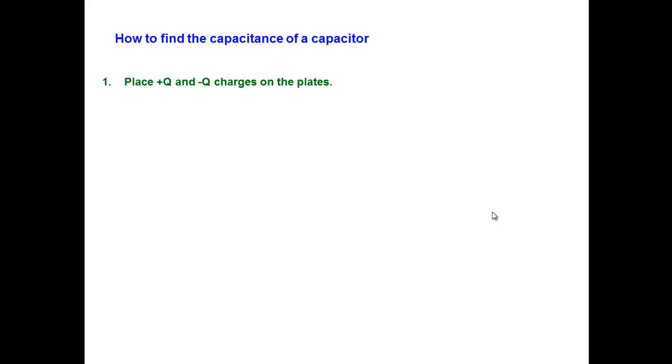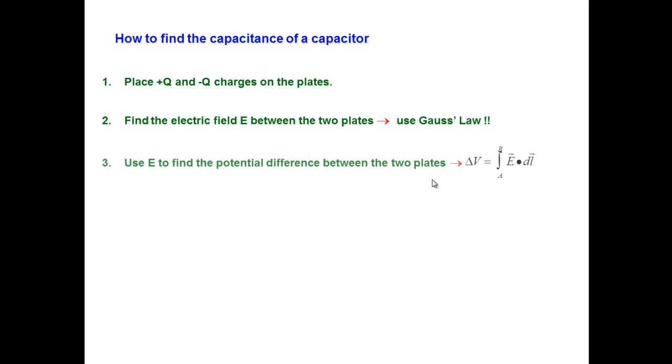So once we place these charges on the plates, then we want to find the electric field between the plates. And for this, we use Gauss's law, which is why we've spent so much time learning how to use Gauss's law to find the electric field in relatively high symmetry charge distributions. Then, once we've found the electric field, we'll use that and the definition of potential difference to calculate the potential difference between the two plates. A and B represent points on the two plates.